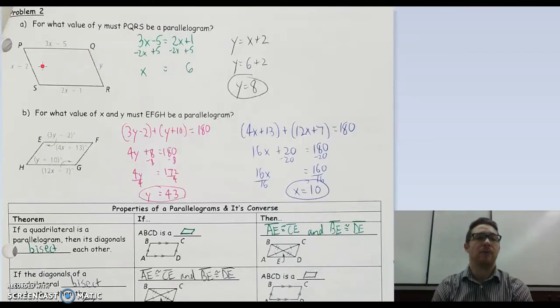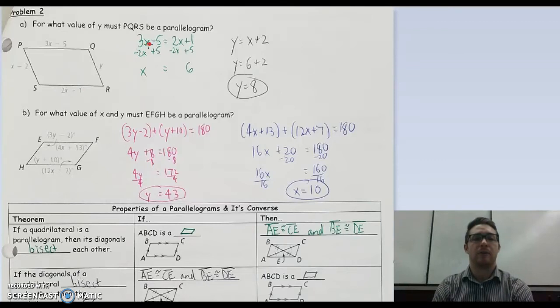If I just use the fact that PS and QR are the same length, that's true, but I also need to use the fact that these opposite sides are congruent. So if 3x minus 5 is equal to 2x plus 1, I need to solve that first because I need to figure out what x is and use that to plug in.